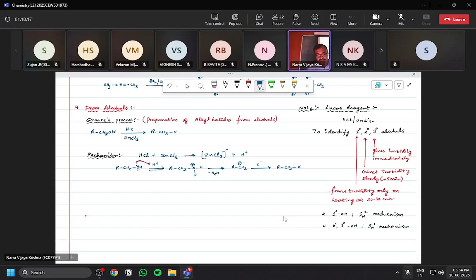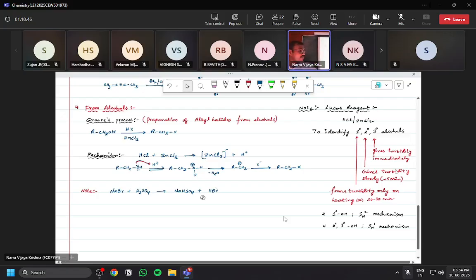I'm taking a note. Sodium bromide allowed to react with H2SO4. Now what will be the product? Sodium bisulfate plus HBr. Sulfuric acid is less volatile, so that's why it is used for preparation of more volatile products. We have studied in sulfuric acid preparation and properties.